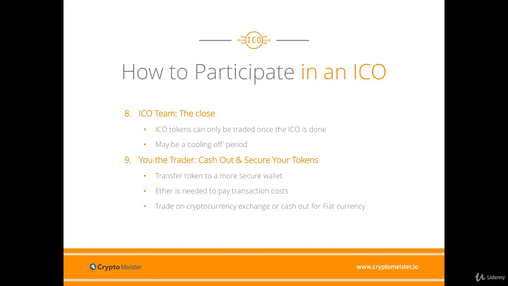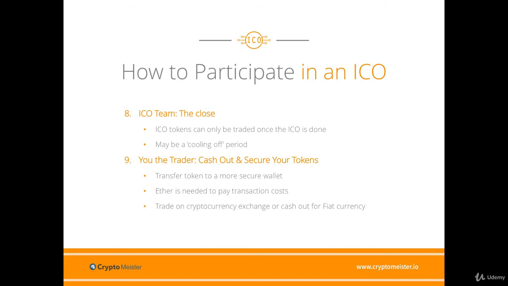An ICO usually closes once the investment cap is reached. ICO tokens can be listed on cryptocurrency exchanges once the ICO is complete and the project is launched. Note that there might be a mandatory cooling off period right after tokens are released to investors. And during this cooling off period, you will not be able to trade. Once this period is over, you are free to trade them for other cryptocurrencies or back into a fiat currency.